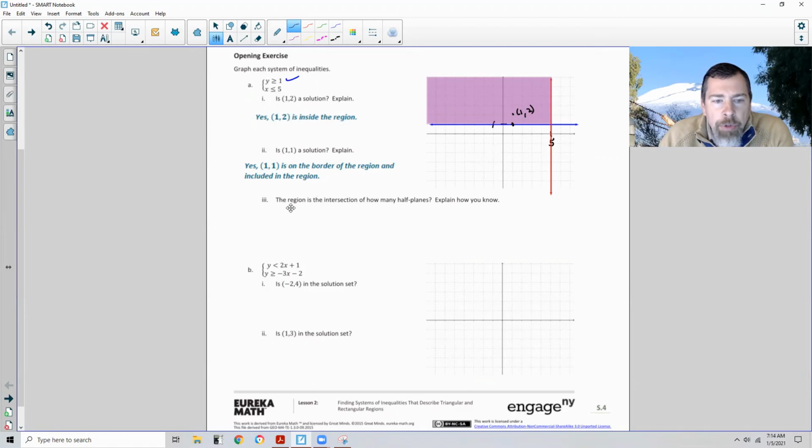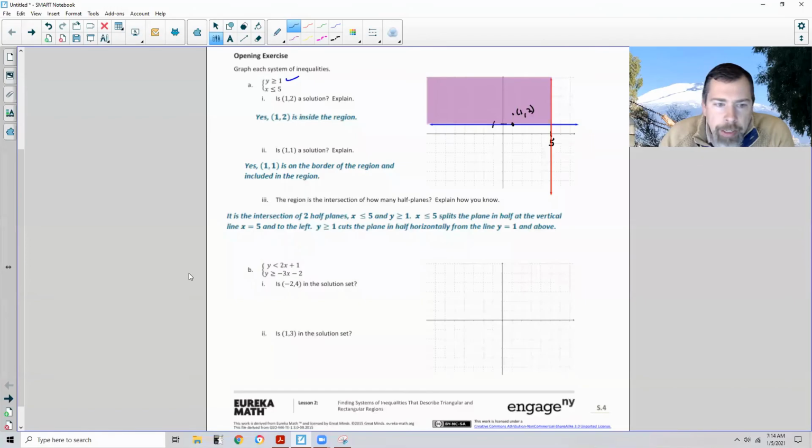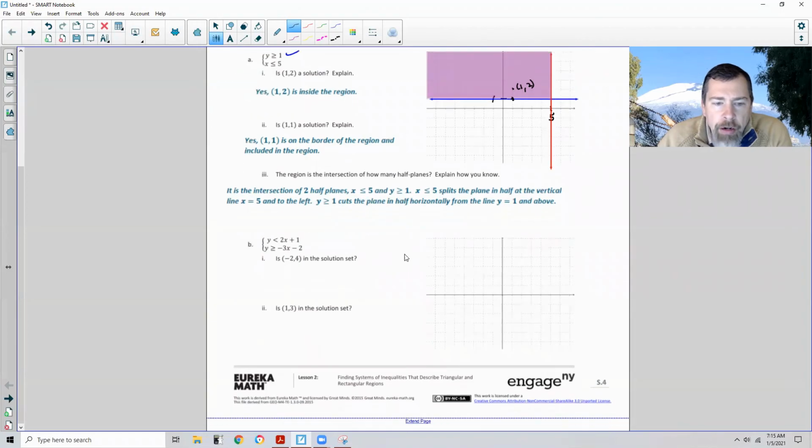All right, number 3. The region is the intersection of how many half planes? Explain how you know. Okay, so it is the intersection of 2 half planes. x is less than or equal to 5, and y is greater than or equal to 1. x is less than or equal to 5 splits the plane in half at a vertical line, x equals 5, that's that red line, and to the left. y is greater than or equal to 1 cuts the plane in half horizontally from the line y equals 1 and above.